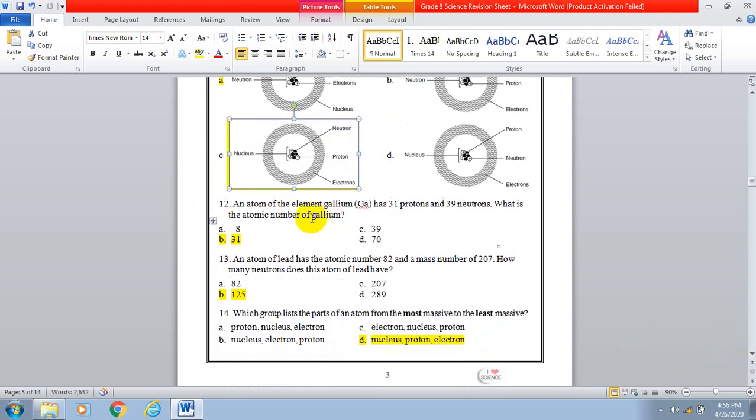Now for the 12th option, an atom of the element gallium, Ga, has 31 protons and 39 neutrons. What is the atomic number of gallium? 31. An atom of lead has an atomic number of 82 and a mass number of 207. How many electrons does this atom of lead have? 125.